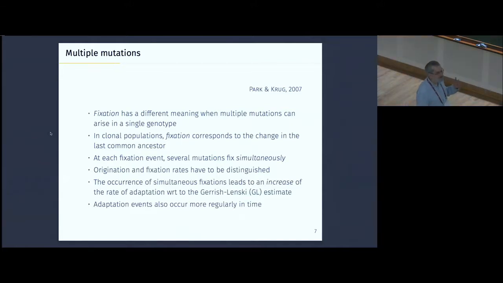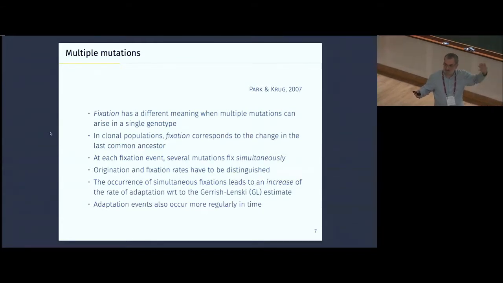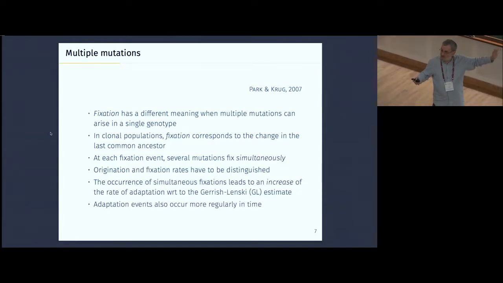Just imagine what is going to happen. If you have this kind of situation, then the fixation itself can be described in a different way, because at any time you have a great number of variants which are segregating. So what does it mean to have fixation? Fixation means that the whole population, this clonal population, changes its last common ancestor. We will see it better when we discuss the genealogies and the coalescent in the second part of this lecture.